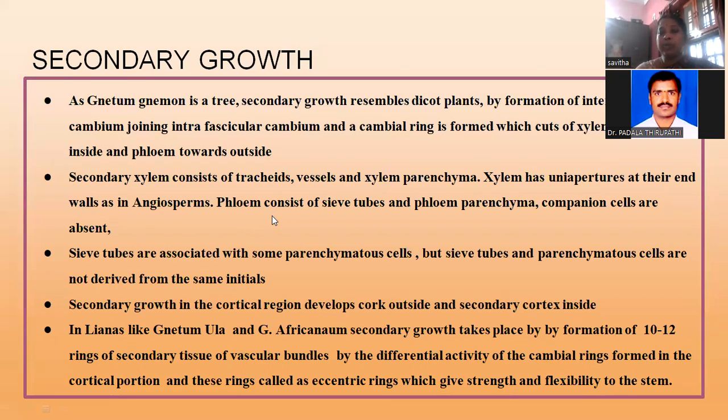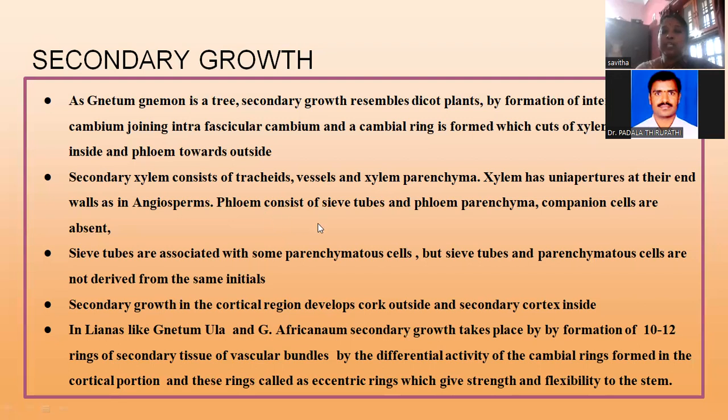And when you come to the phloem, it consists of sieve tubes and phloem parenchyma, and companion cells are absent here. So in roots, companion cells are present, but in the stem, you will find that companion cells are absent. Sometimes these sieve tubes may be associated with some parenchymatous cells, but they are not equal to companion cells because they are not formed from a single initial cell.